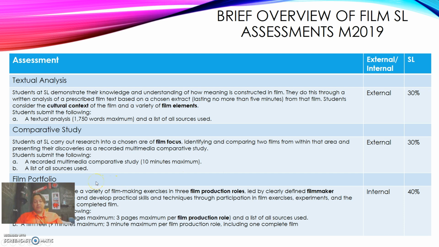Your film portfolio is something that you're going to be working on for really the first 3 semesters. You're going to declare 3 production roles. You're going to do these film productions associated with the roles, and eventually you'll have a 9-minute video showcasing your 3 production roles, and then a 9-page commentary that talks about your process. And that is an internal assessment, meaning your teacher is going to assess you, and that's 40% of your overall grade.